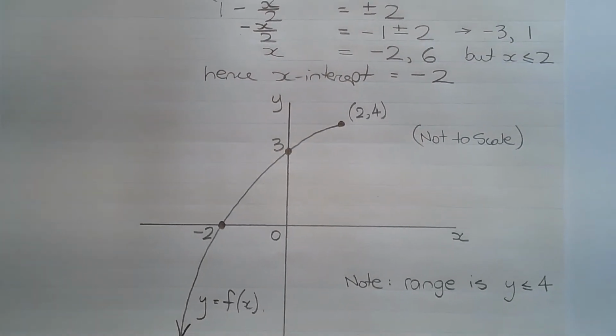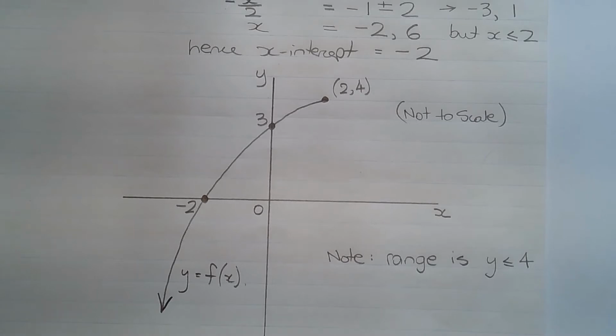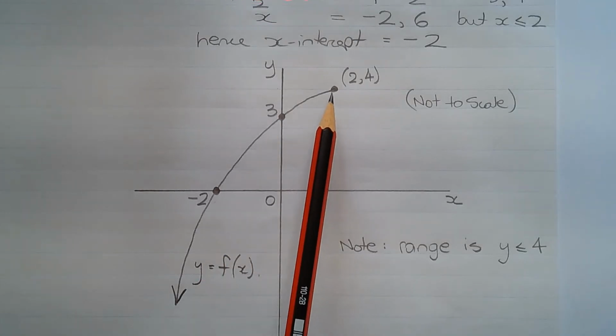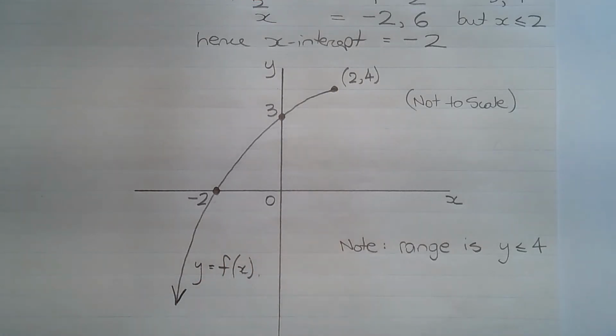And here's the graph of y = f(x). And I've shown here the x-intercept, the y-intercept, and also the vertex, even though the question doesn't ask for that. And it's also important to note that the range is y ≤ 4, and that'll be used in a subsequent part.